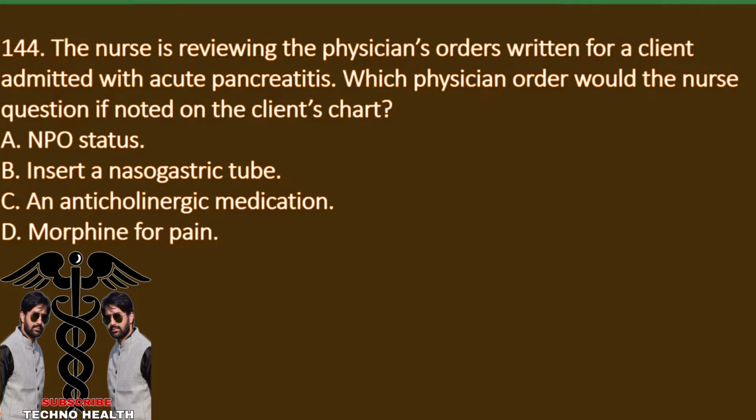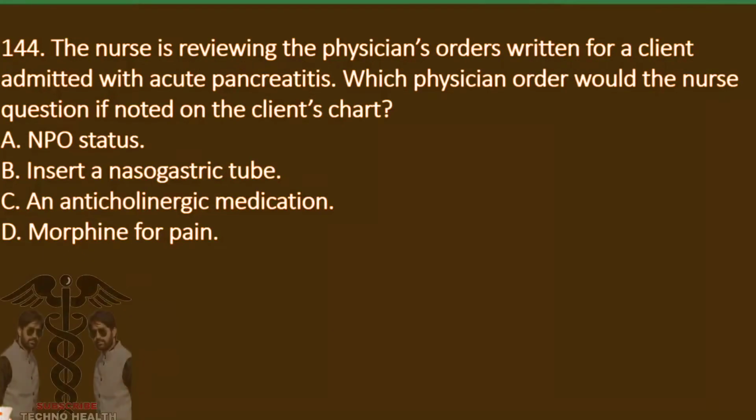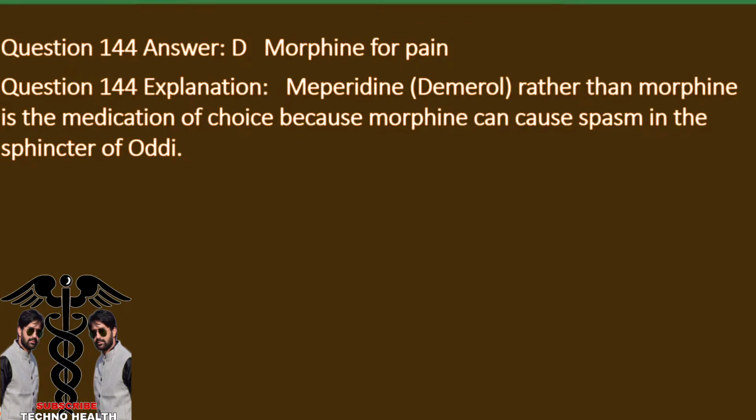Question 144. The nurse is reviewing the physician's orders written for a client admitted with acute pancreatitis. Which physician order would the nurse question if noted on the client's chart? A. NPO status. B. Insert a nasogastric tube. C. An anticholinergic medication. D. Morphine for pain.